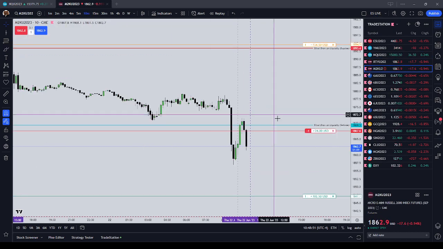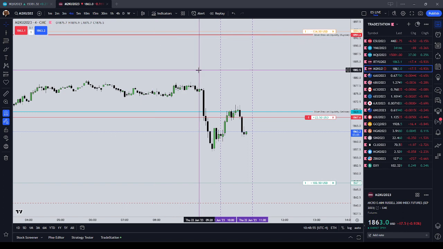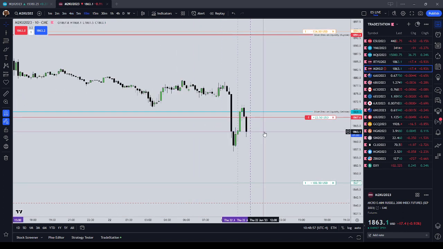Take a look at our micro Russell. Let's take a look at our 10-minute time frame. So we traded back into, okay, fair value gap here, and we closed just above the 50%. This would actually be an optimal trade entry, I believe. We closed, yeah, that would be like a 61% retracement, right?